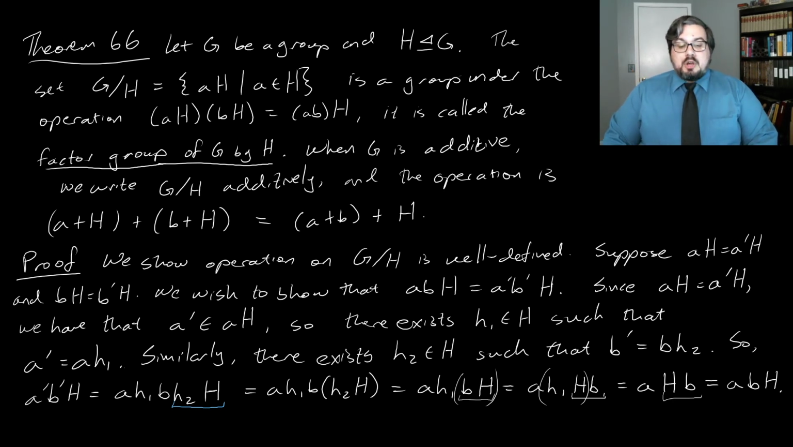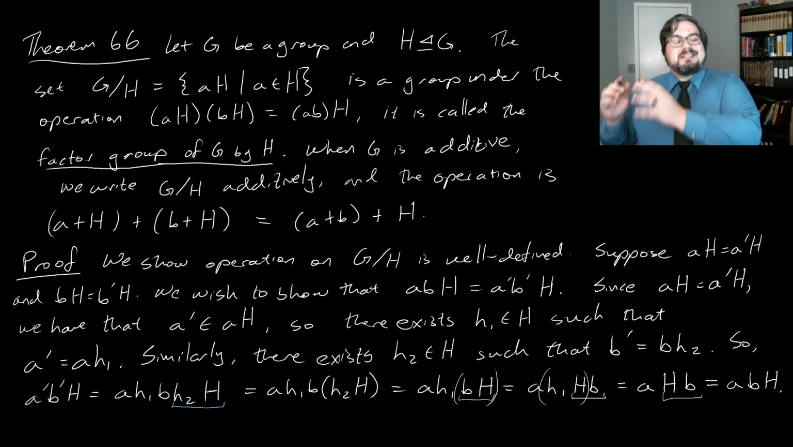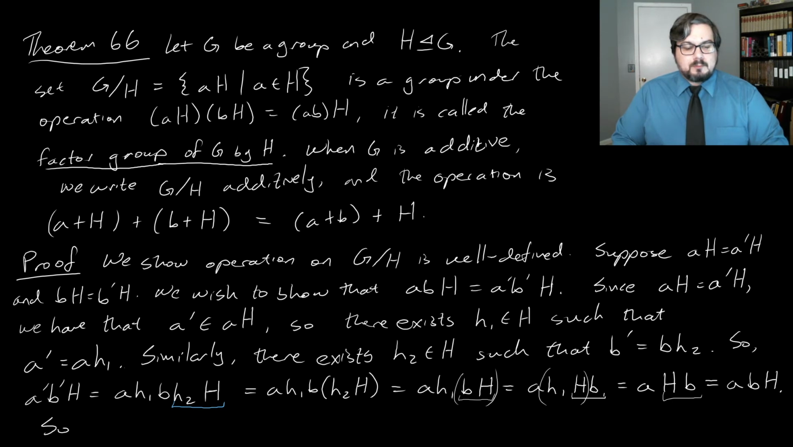So what we've shown using this process is that it doesn't matter which representative of a coset we choose. If we take two cosets and multiply them together, we get a single coset out of it, no matter which representatives we choose. If we choose different representatives to begin with, then we'll get a different representative at the end, but it'll still be a representative of the same coset. So this means that multiplication in G mod H is well defined.